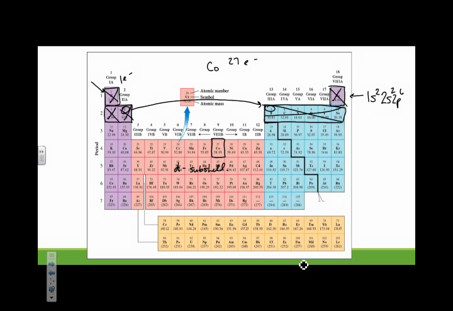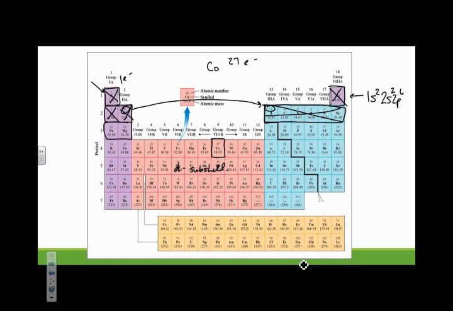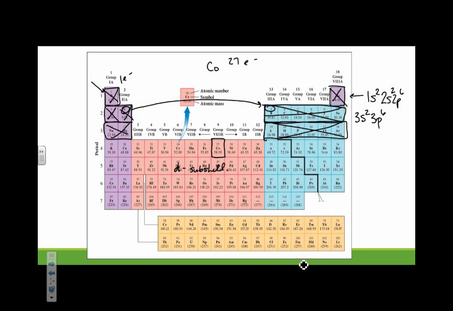Okay, all done with those. Go down. Now I'm in 3s2 because I'm in the third row. Took care of those guys. Come over here. And still in the third row, now I'm in the P's, and there are 6 boxes, so 3p6. That's all good. Haven't made it to cobalt yet, so I have to keep going. I'm going to come around to the next chunk.